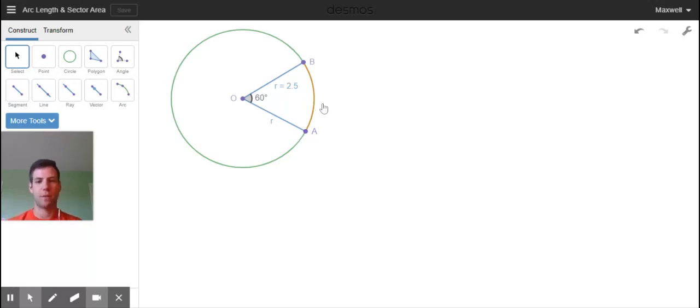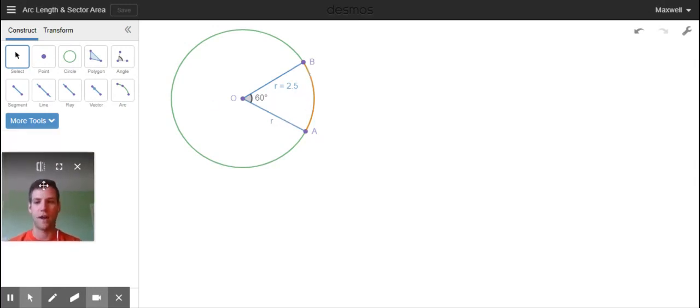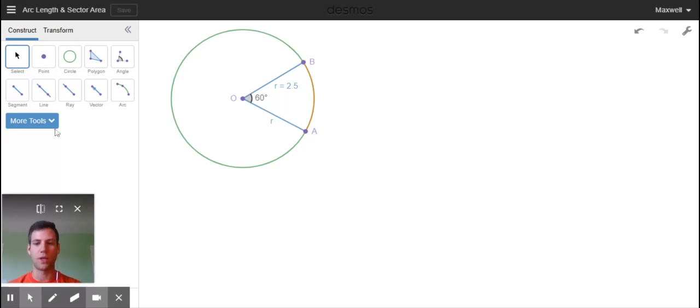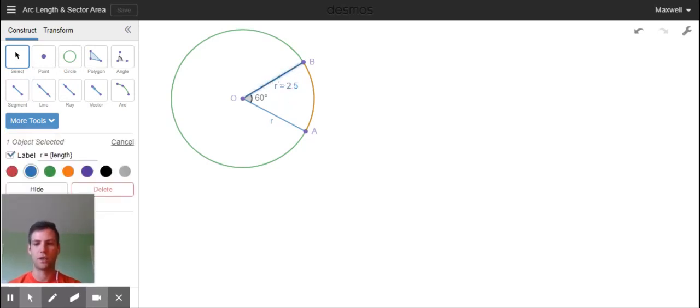Now that we have established that, if our radius is not just 2.5, we would want to think about what it would be specifically. 2.5 what? We would say 2.5 inches, for instance. And we can label both of our radius lengths with inches. Now we can be specific in what we are talking about.